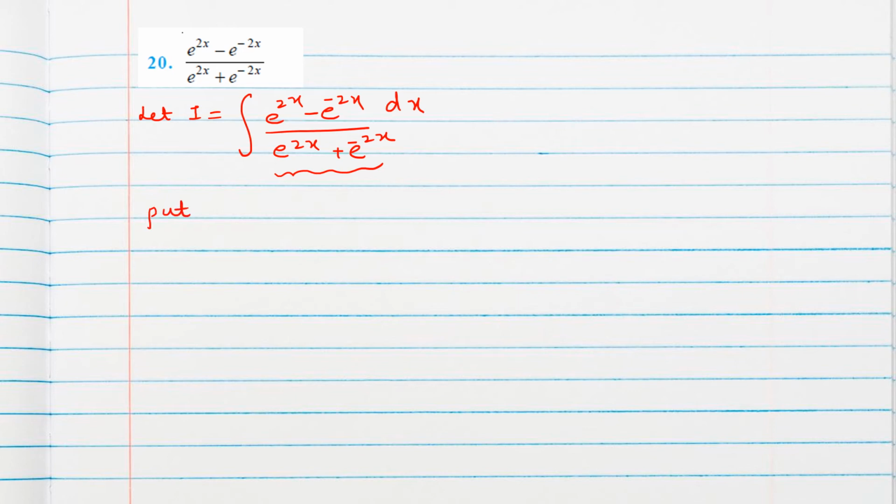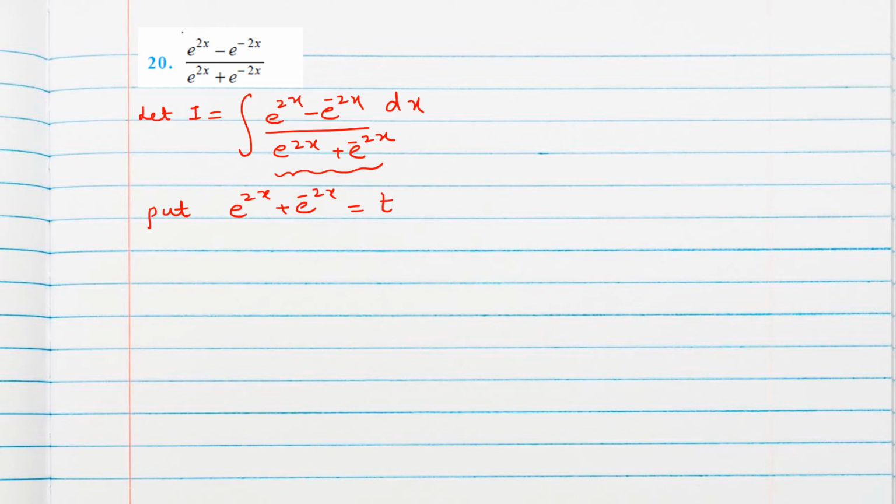Question 20, let the integral be I. Now here this question is directly given in the form which we made in the previous example, isn't it? No need for arrangement. Directly we can substitute the denominator as t. This is the same form which we made in question number 19. So put e power 2x plus e power minus 2x as t.